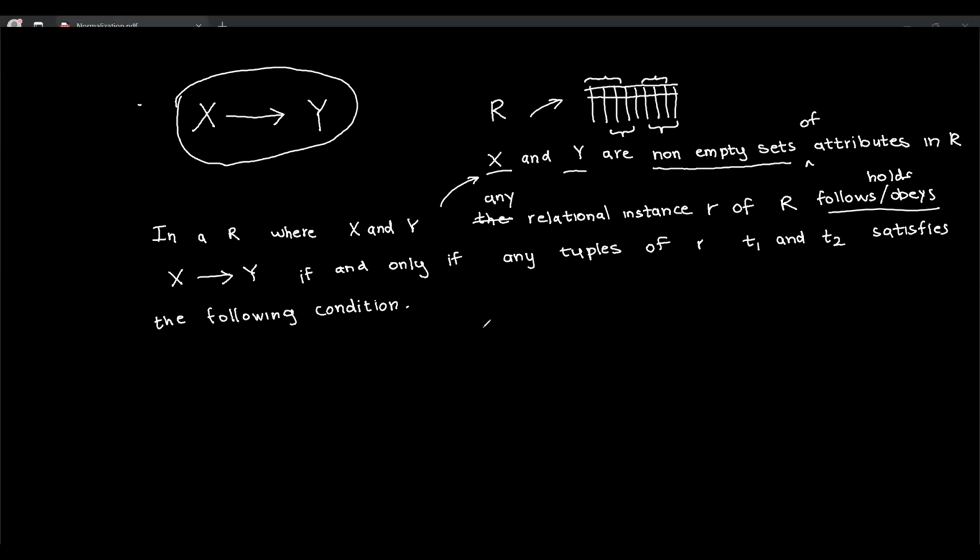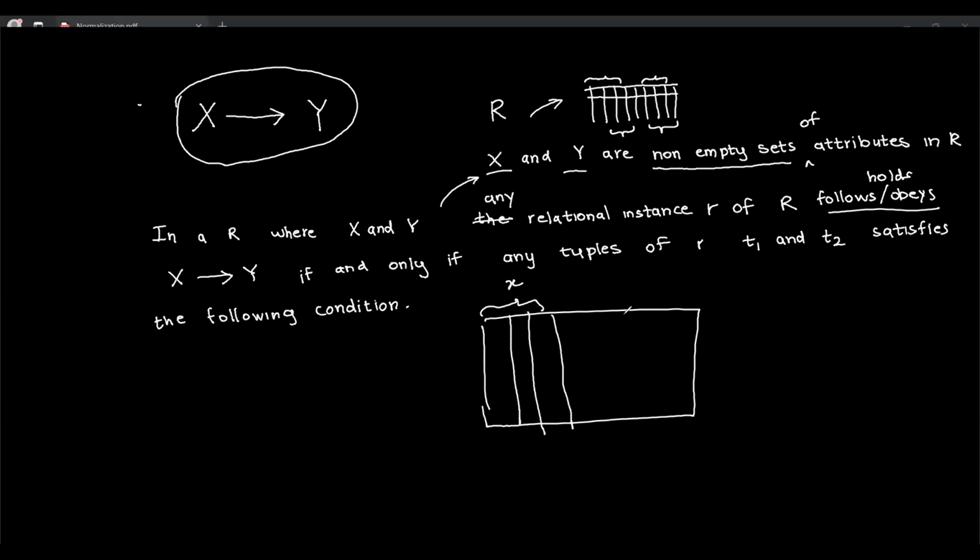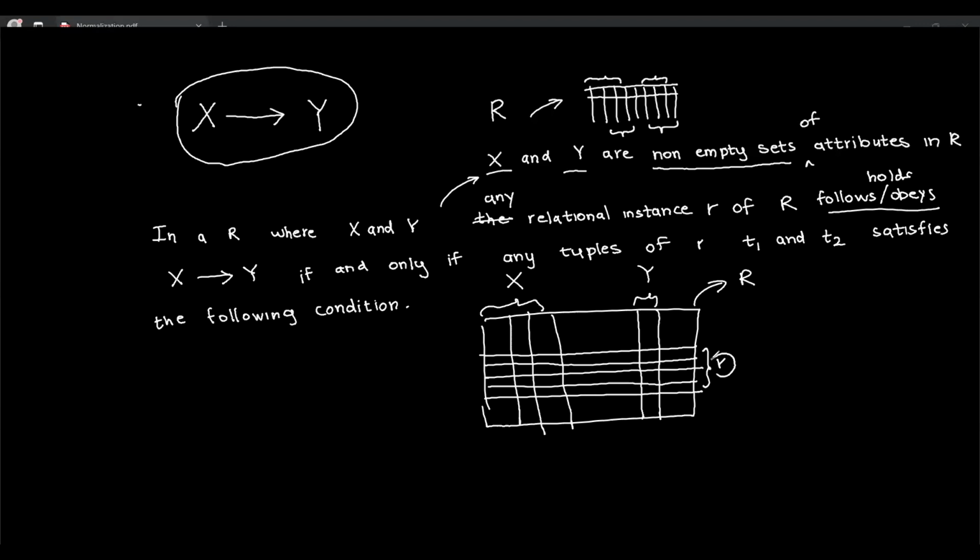In a relation R, we have X and Y sets of attributes. Let's say these three attributes are the X set of attributes, capital X. And let's say there is some attribute that's called Y, also uppercase Y. And if you pick a relational instance r from this relation R with a set of tuples, this r has the tuples t1 and t2. They should follow the following condition.